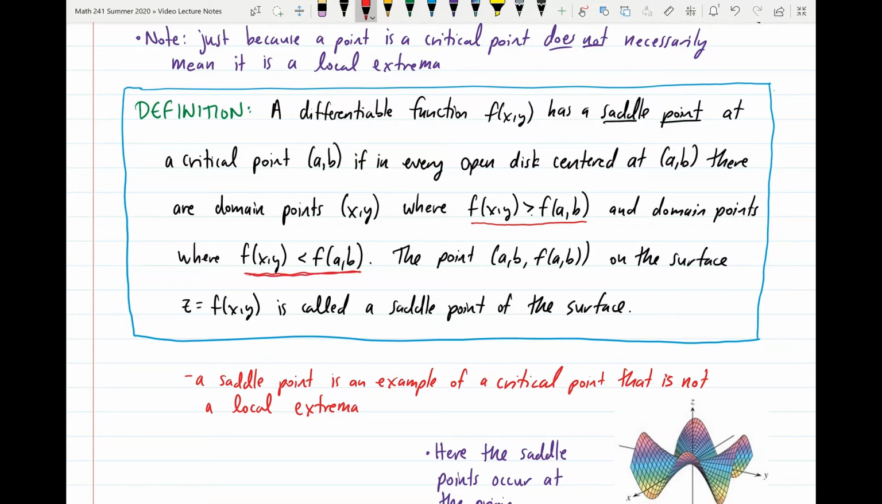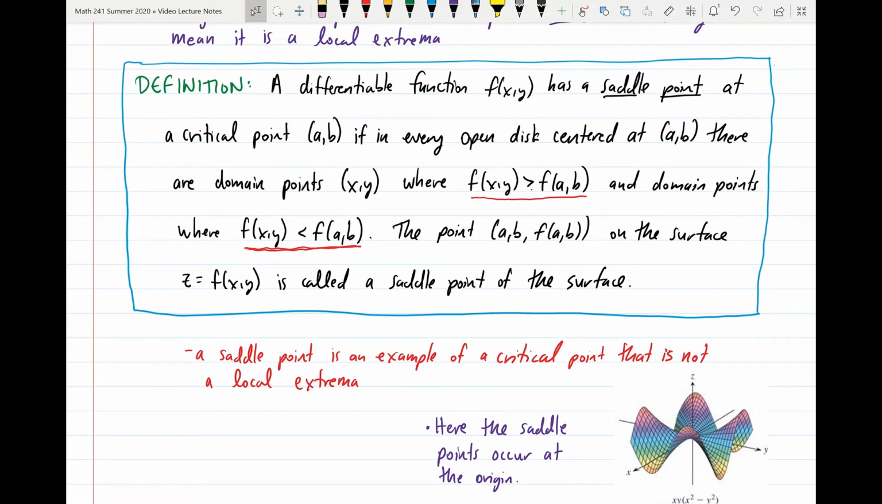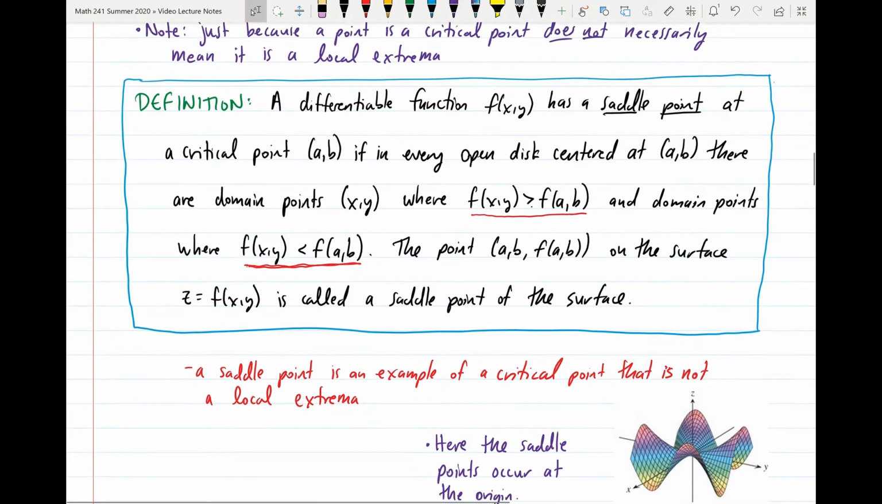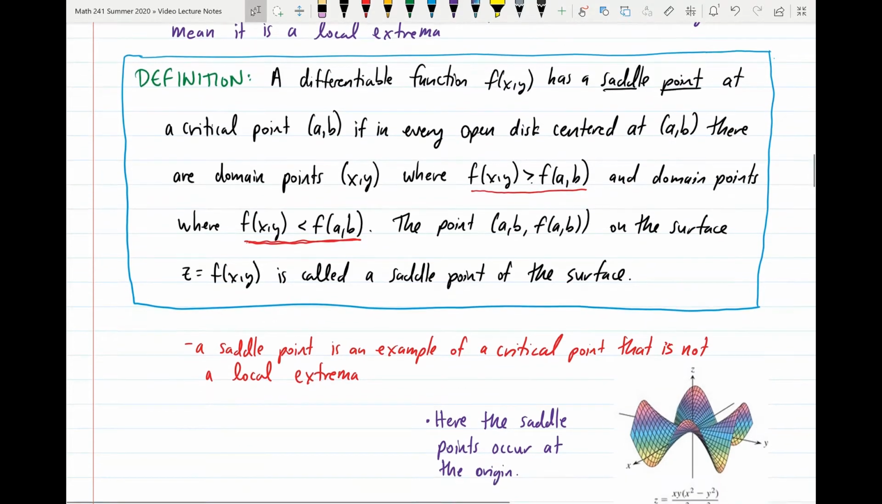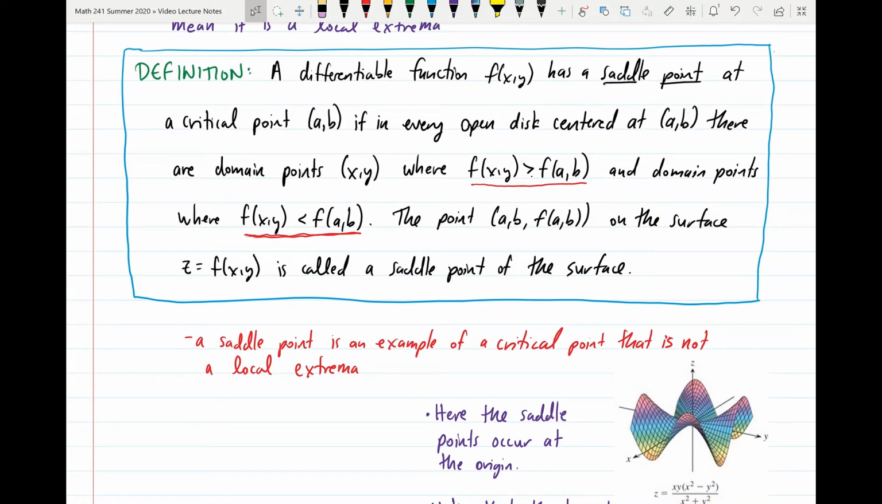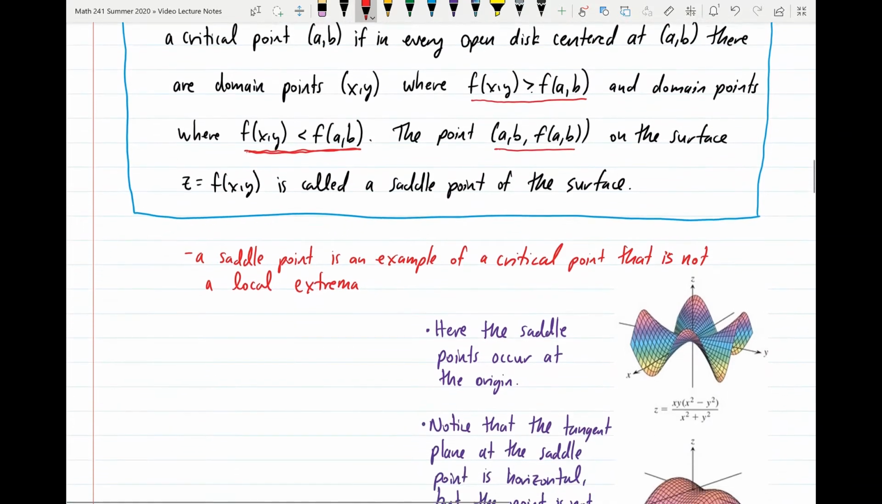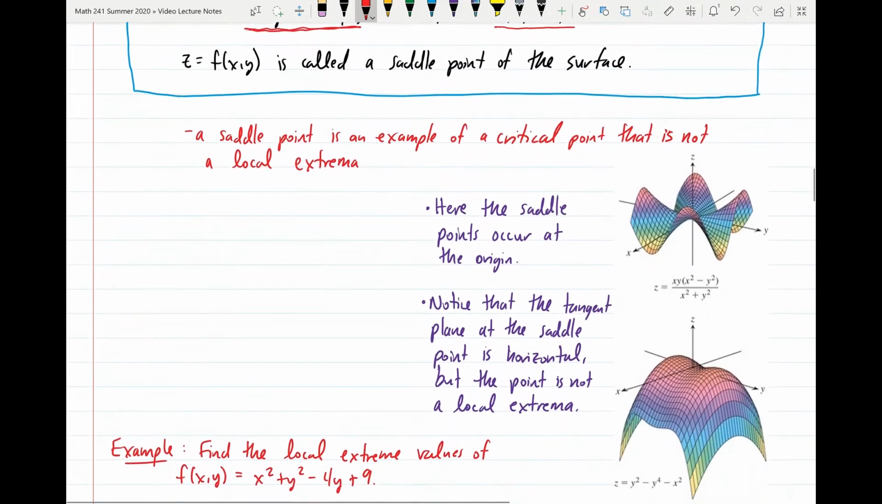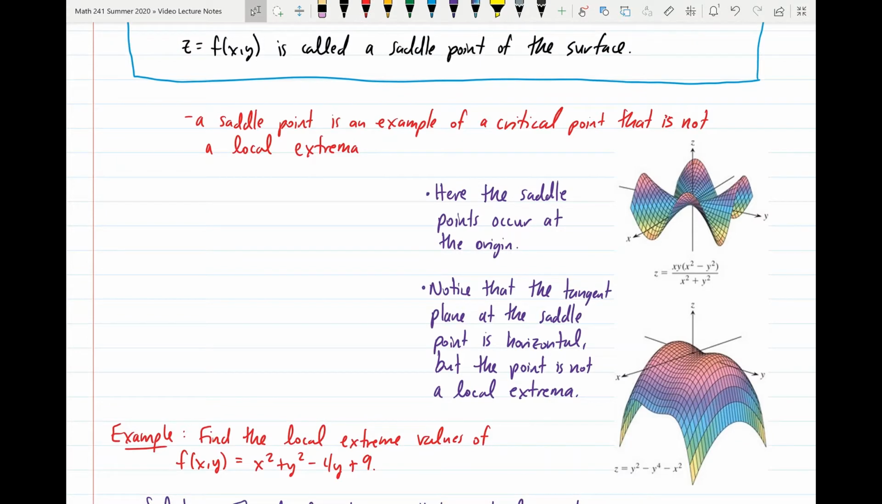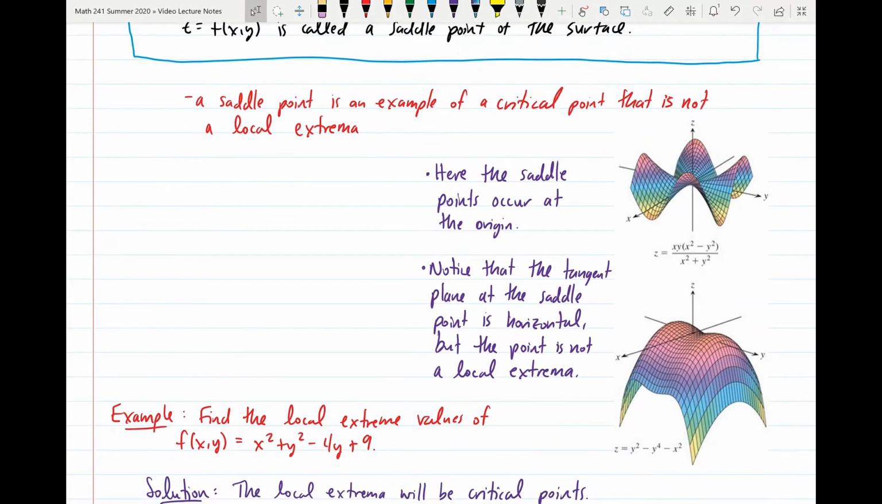So what this is saying is that we have a point, it's a critical point, but the critical point is not a local max and it's not a local min. And in that case, we're going to call the point a saddle point. So the point a b f of a b, notice now we have a point in 3 dimensions, on the surface z equals f of x y is called a saddle point of the surface. And I have some pictures to correspond to what we're talking about here. So a saddle point is ultimately just an example of a critical point that is not a local extrema.